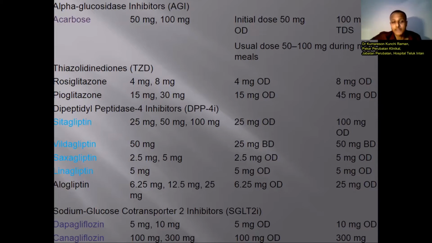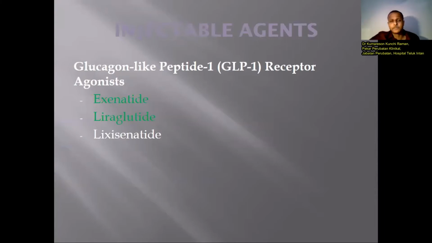DPP-4 inhibitors are fairly new medications, so we see them like sitagliptin, vildagliptin, saxagliptin, and linagliptin. These are available ones. SGLT2 inhibitors are even newer medications, for example dapagliflozin, canagliflozin, and empagliflozin, which are readily available. There are some injectable agents. These injectable agents are not to be confused with insulin. They are glucagon-like peptide GLP-1 receptor agonists. They are not like insulin.